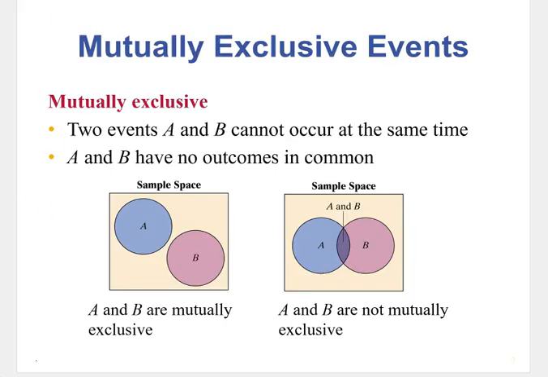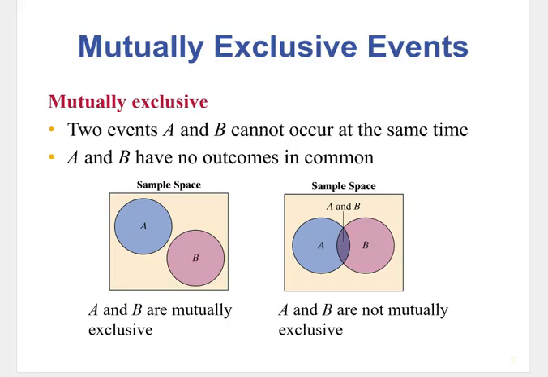Two events that cannot occur at the same time are called mutually exclusive. You will see a Venn diagram representing that on the left. Notice that events A and B have no overlap, meaning that they do not occur at the same time. They're completely separate from each other. We call those independent events.